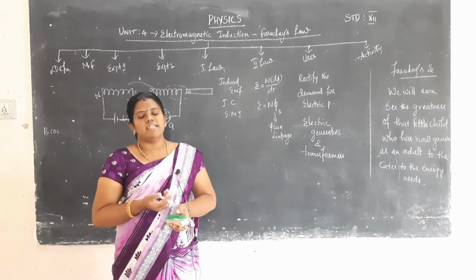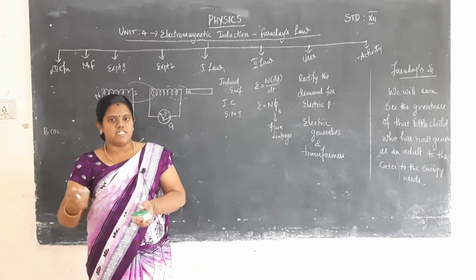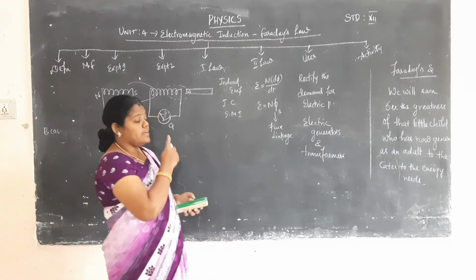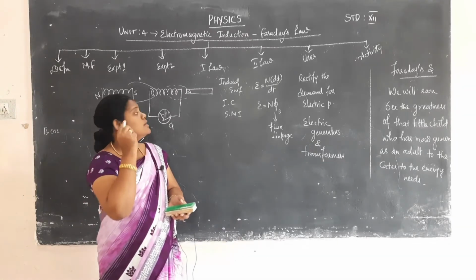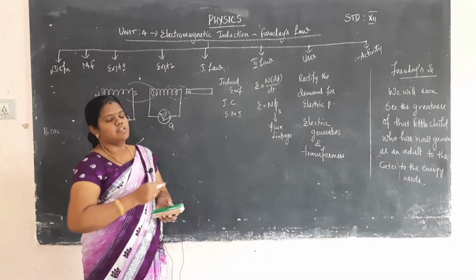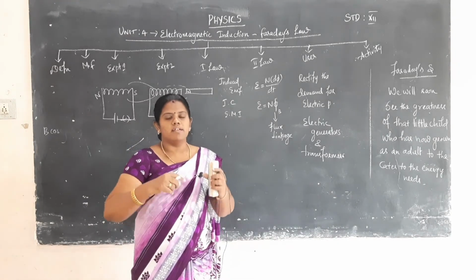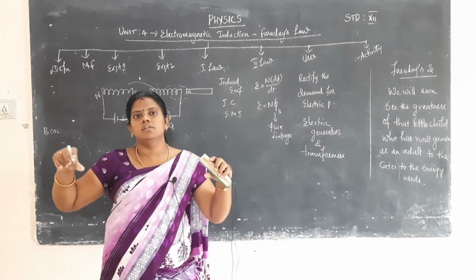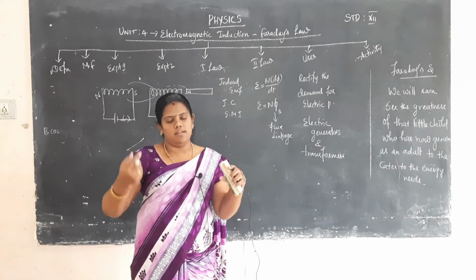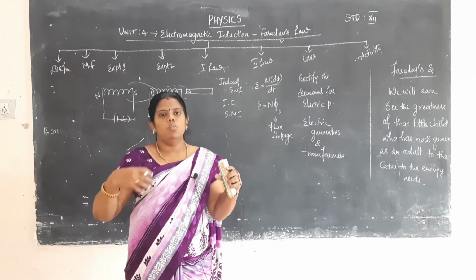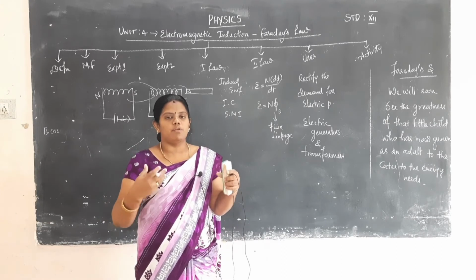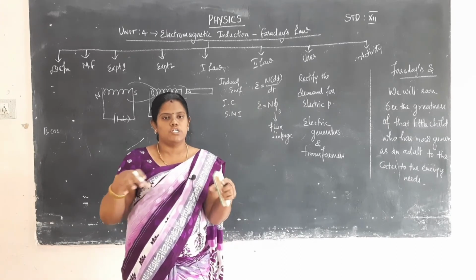I will give one activity. Already I explained Faraday's first experiment, and that is the activity for this concept. We have to take a circular, cylindrical shape, one coil or one rod, one tube. Choose one metal tube of cylindrical shape.